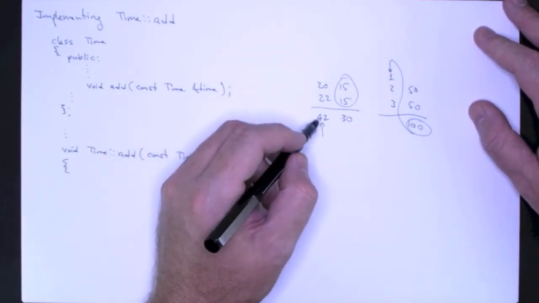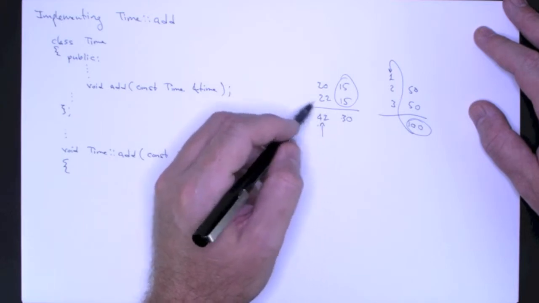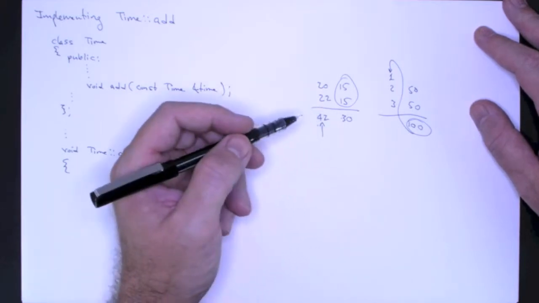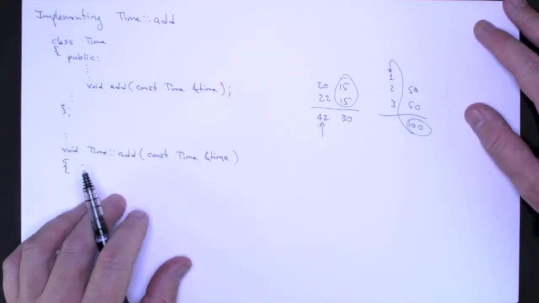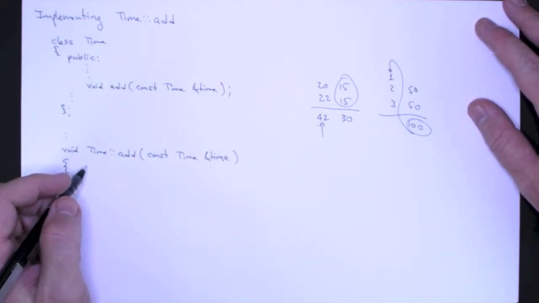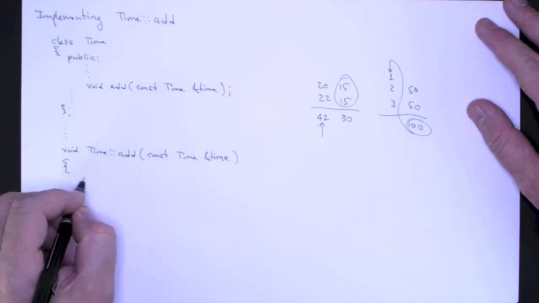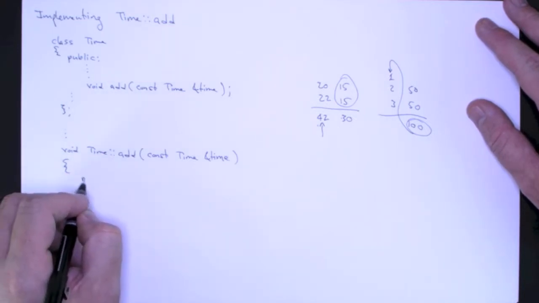If we were rolling over and there was some date involved, we would need to increase the day by 1, but we're not going to worry about that. So here's how we're going to take care of this. First thing we're going to do is we're just going to add minutes.